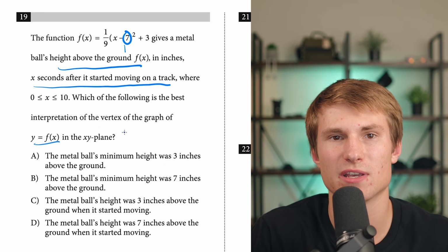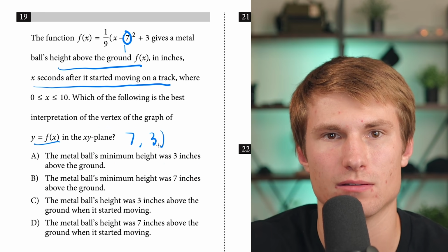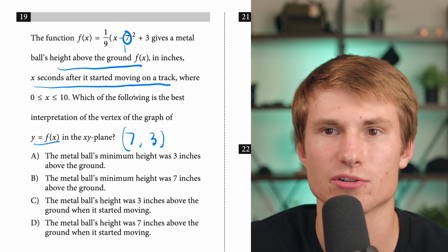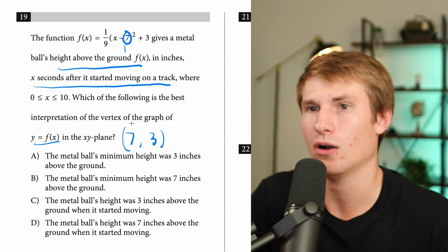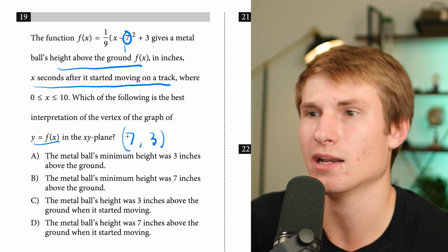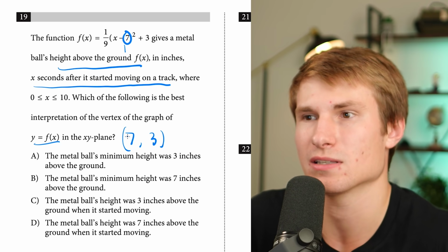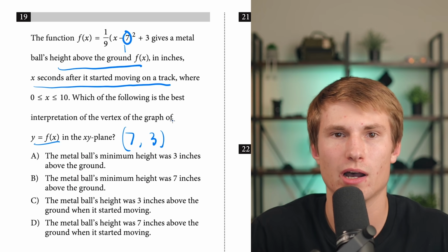Okay, our vertex would be at (7, 3). So that's going to be where our vertex is. Understanding vertex form is going to help you a lot. Now, we have to keep in mind that 7 is not any sort of height. 7 is just the time, since it's that x value. The actual height here is 3.